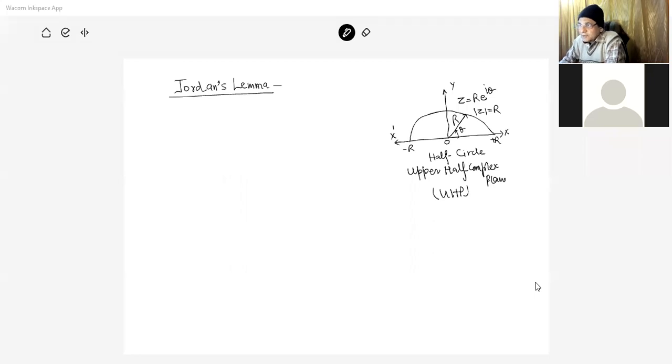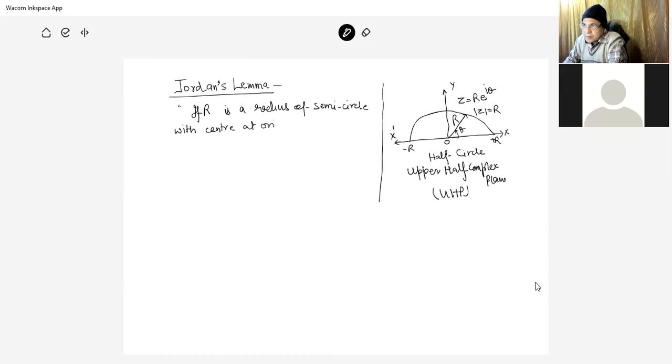The statement of Jordan's lemma, on the basis of this diagram, is: if R is the radius of a semicircle with center at the origin in the upper half complex plane, and the function f(z) satisfies the following conditions.